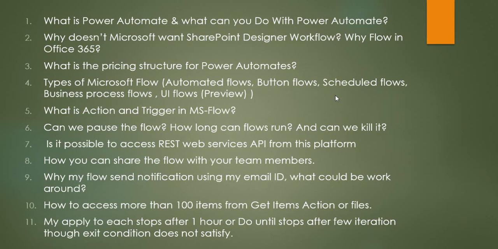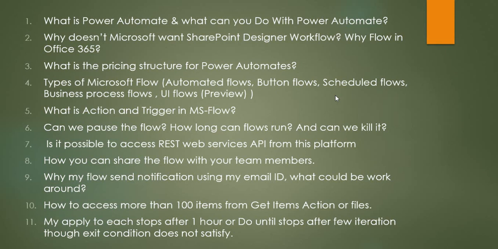The third question is, what is the pricing structure of Power Automate? Right now we are in August 2020, so I am explaining the pricing structure Microsoft has given, which is per user license, per flow license, and per user license with attended and unattended. So there are basically three structures they have created. Per user means the number of licenses would be based on the users you are buying from Microsoft.